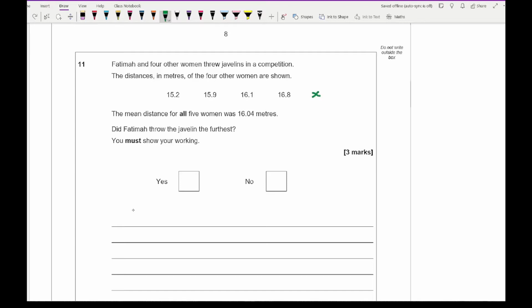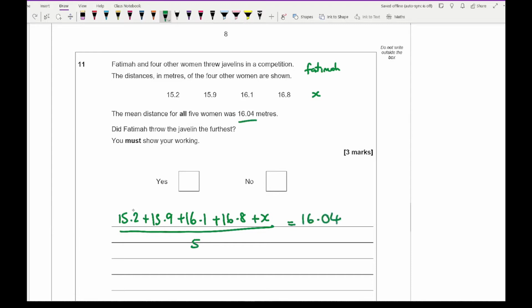So we don't know what Fatima's distance is, so we're just going to call that x, and then we'll just write her name just so we know that that's it. Now to work out the average of those 5, I need to add those numbers up. So I've got 15.2 plus 15.9 plus 16.1 plus 16.8 plus x. I divide that by 5, and that tells me that the mean, which in this case is 16.04.